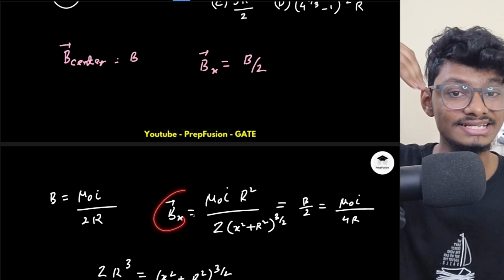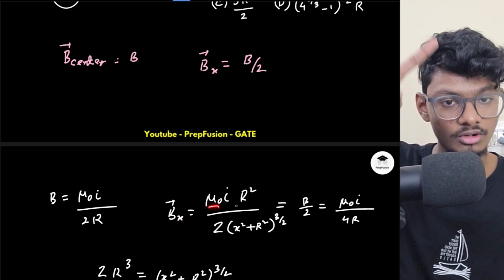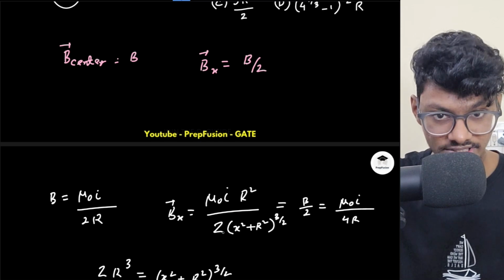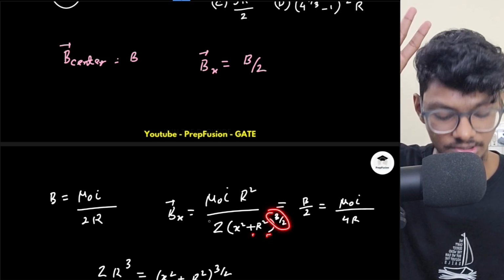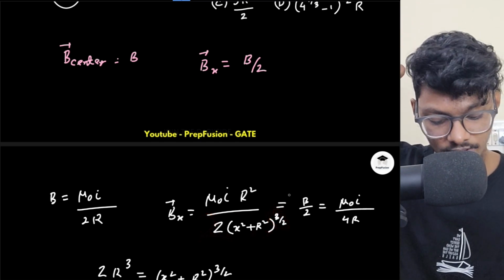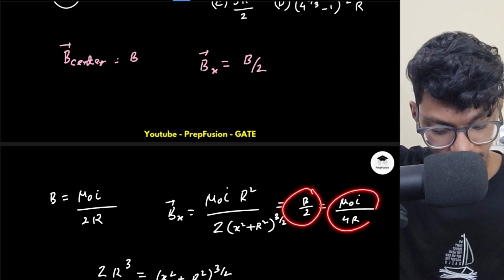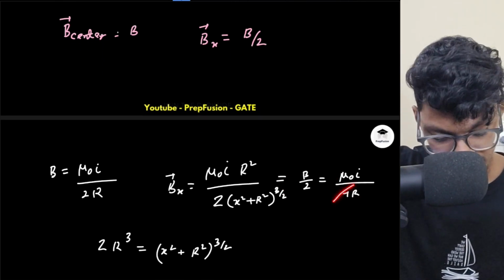What is the magnetic field at a distance x? It is mu naught I r square divided by x square plus r square whole raised to power 3 by 2, into 2 is also there. Okay, so we'll equate this with B by 2. So that will become mu naught I by 4r. I just missed an extra 2, cancelling the extra 2 here.